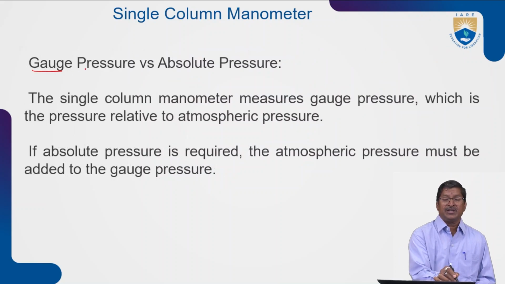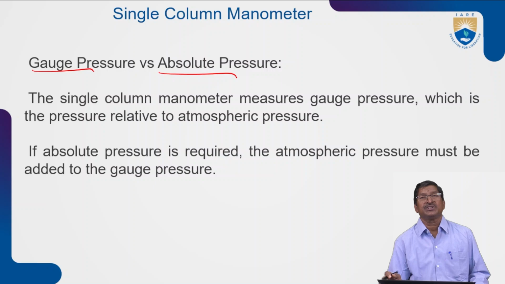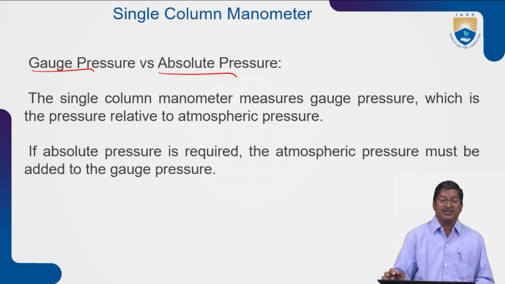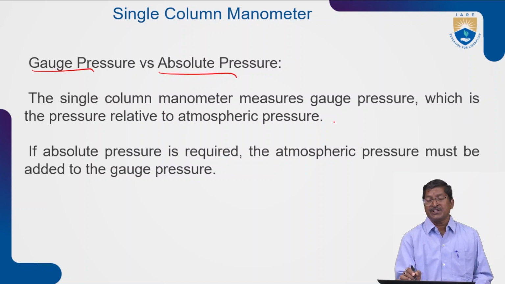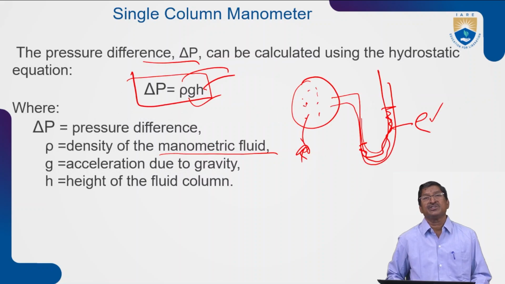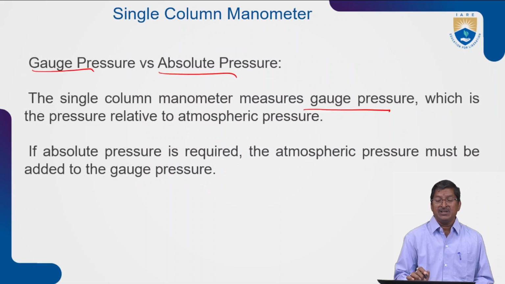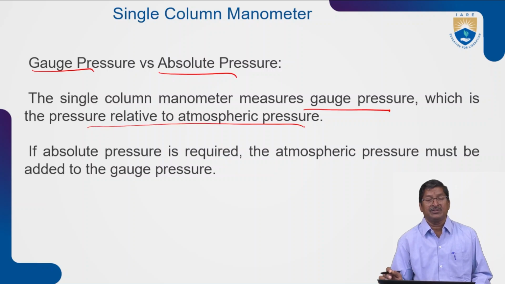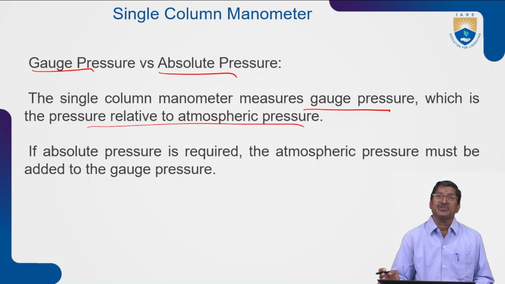Here there are two things, gauge pressure and absolute pressure. What is the gauge pressure? What is the absolute pressure? You will know it. A single column manometer measures gauge pressure. Till now we discussed delta P is equal to rho g h using the manometer. So it gives the gauge pressure. It is not giving the atmospheric pressure. Gauge pressure is the pressure relative to the atmospheric pressure.